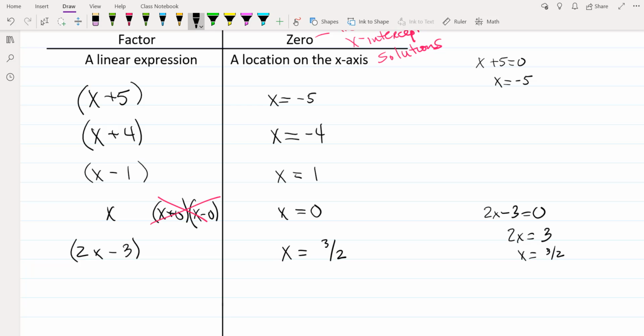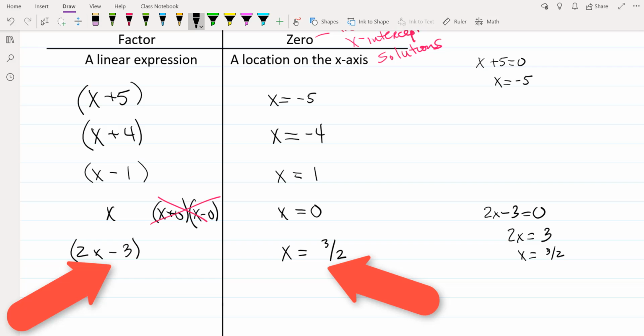Now if you want to change that to a decimal, cool, knock yourself out. But those are the different things that you could do for that. So you could either have x equals 3/2 or x equals 1.5. Either one of them means the same thing. But again, notice the sign in your linear expression is opposite the sign of the zero in your answer.